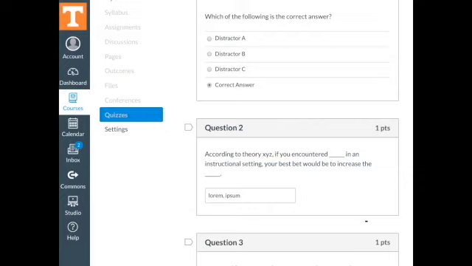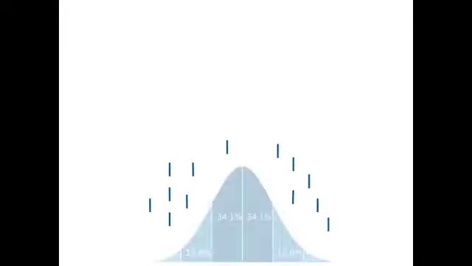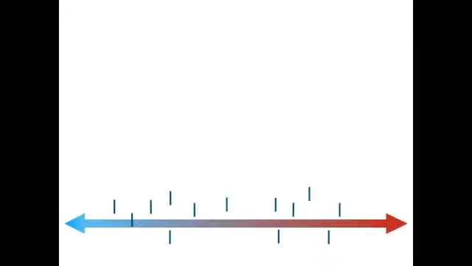By the midterm exam, I would expect the students are much more successful, and I'm able to move forward knowing that a significant number of my students are accomplishing the objectives that I intended. In other words, more students are achieving more challenging outcomes. Or, I've designed for variability.